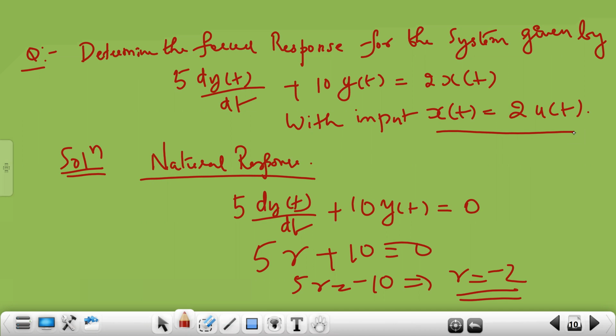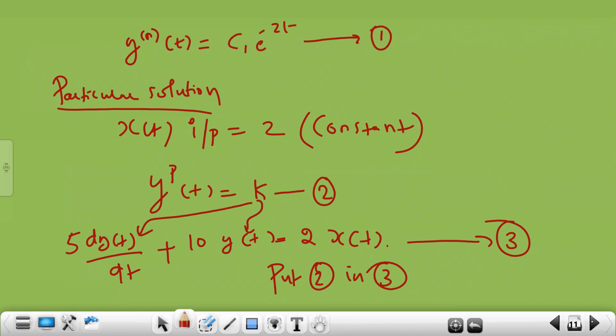So it becomes 5r plus 10 equal to 0. Your characteristic equation. From this I solved the value of r. I have only one root, because it is a simple linear equation and not a quadratic equation. If you got a quadratic equation, you would get two roots, but here it is a linear equation, so you have only one root. Based upon that root, your natural response is c1 e to the power rt. r is your root, isn't it? r is minus 2. So c1 e to the power minus 2t, equation number 1.